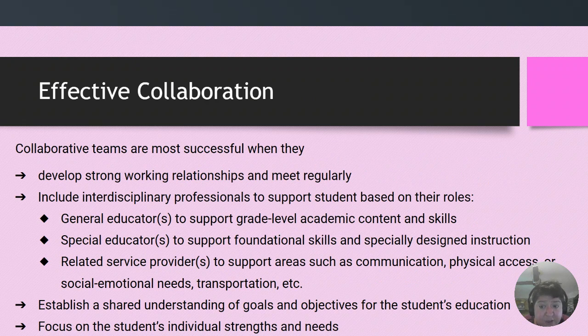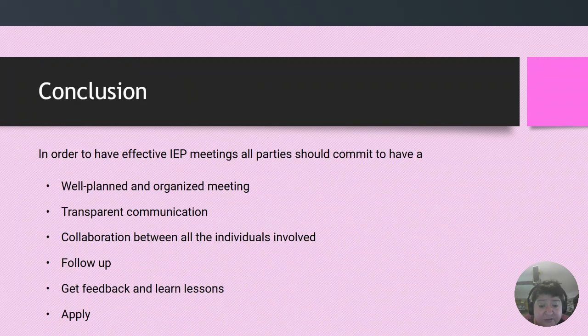Effective collaboration consists of different parts. And first of all, we need to develop strong working relationships with everyone involved, with teachers and the related service personnel. Include interdisciplinary professionals to support students based on their roles. It could be general education teacher, special education teacher, paraprofessionals, related service providers, and then establish a shared understanding of goals and objectives for the student's education and focus on the student's individual strengths and needs.